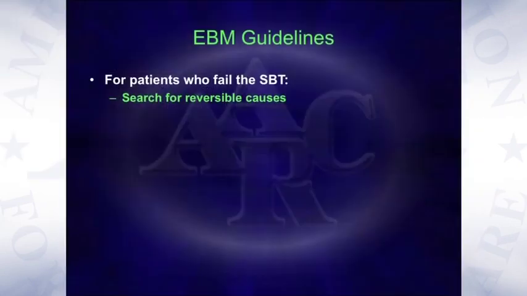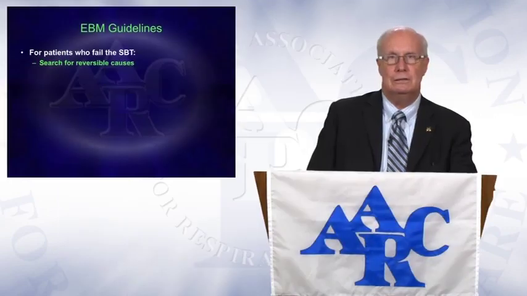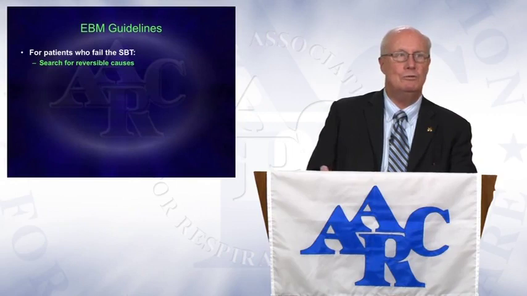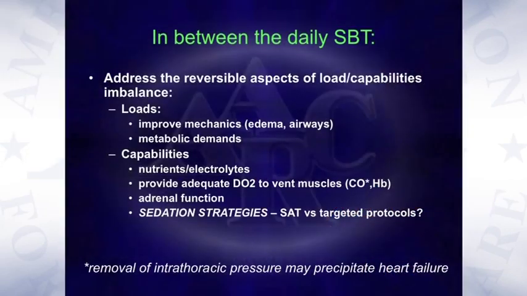So we've talked about the patient who passed the spontaneous breathing trial. What about the patient who fails? What do you do with them? First thing you do is kind of obvious. Why did they fail? And you want to address all the reversible aspects of ventilator dependence. So things like loads, improving mechanics, metabolic demands, improving capabilities, nutrients, electrolytes, adequate oxygen delivery, adrenal function.